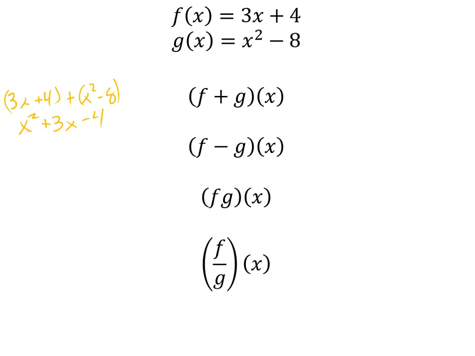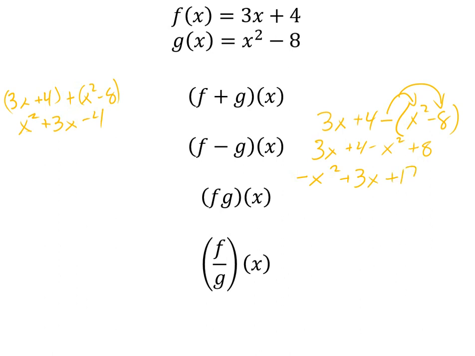Okay. The next one, subtraction, it would be 3x plus 4 minus parenthesis x squared minus 8. You would distribute the negative to both parts, which would get you 3x plus 4 minus x squared plus 8. So that would get you negative x squared plus 3x plus 12. Again, combining like terms. So the big thing here is just slow down for a second, make sure you understand what it's doing, and then the rest of it's just combining like terms.